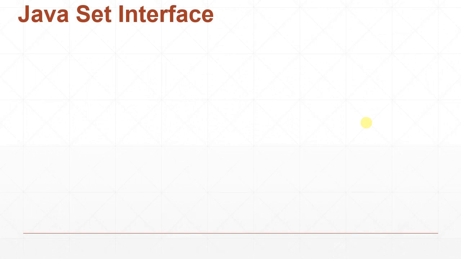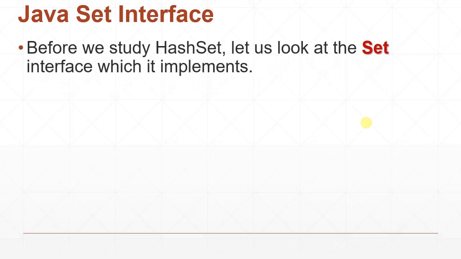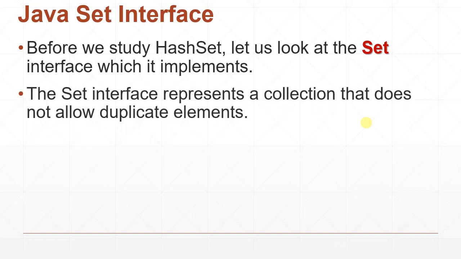First, let us look at the Java set interface. Before we study Java HashSet, let us look at the set interface which is implemented by this HashSet. The set interface represents a collection that does not allow duplicate elements. Previously we looked at ArrayList and LinkedList. These Java collections allow duplicates, but the set interface and the implementation collection classes like HashSet and TreeSet will not allow duplicates because these collections implement the set interface. So set simply means a collection that does not allow duplicates.